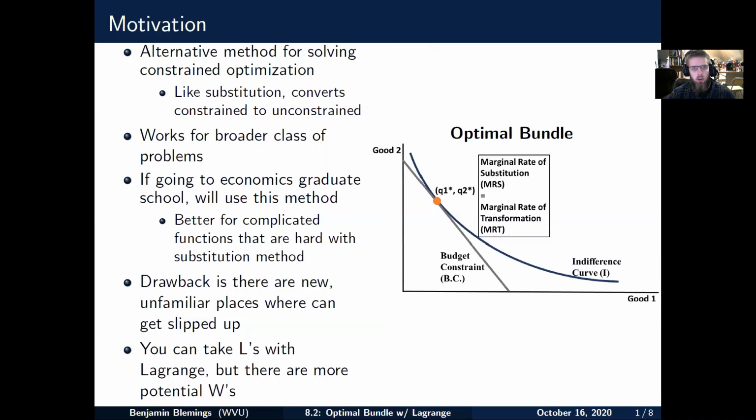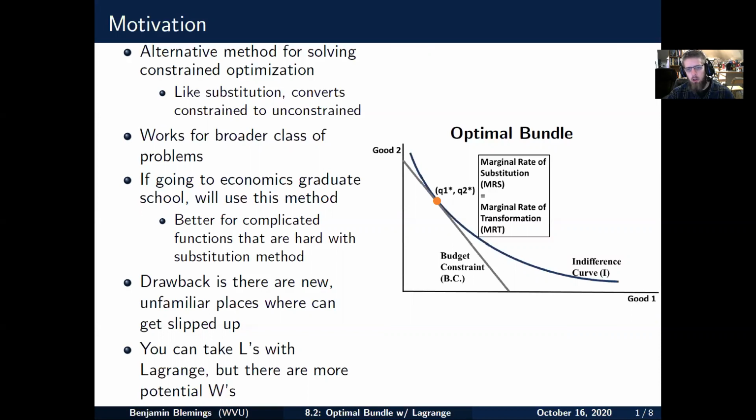Put a note here: if you're going to go to economics graduate school, you're going to use this method, because it's better for really complicated functions that would be hard to keep track of if you do substitution. The drawback you can think about for now is that it's probably unfamiliar to you, whereas substitution is pretty straightforward. So there are some places you can get slipped up using the Lagrange method, but it's really generally useful, and you can take some losses with Lagrange. There are more potential wins from using the Lagrange multiplier.